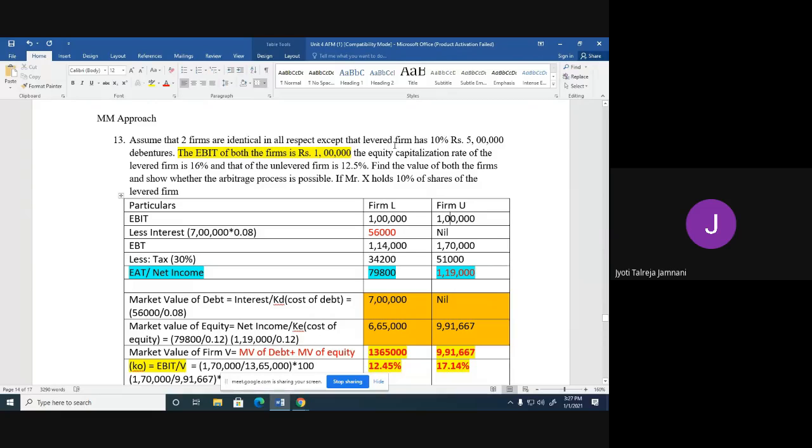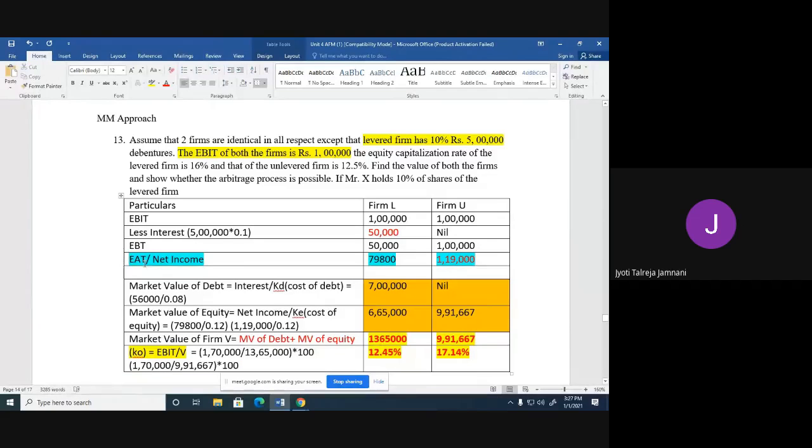The levered firm has 10%, 5 lakh debentures. So 10% of 5 lakh is 50,000. And here it is nil. So EBT will be 1 lakh minus 50,000, that is 50,000. And here it will be the full 1 lakh. There are no taxes, so I'm removing this column completely.